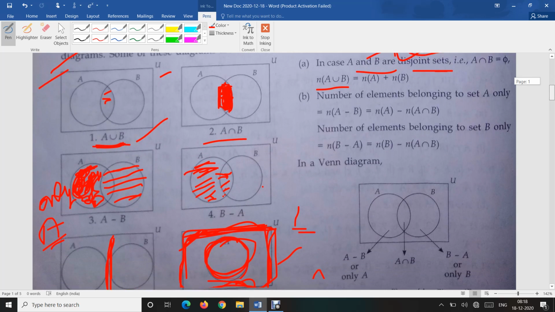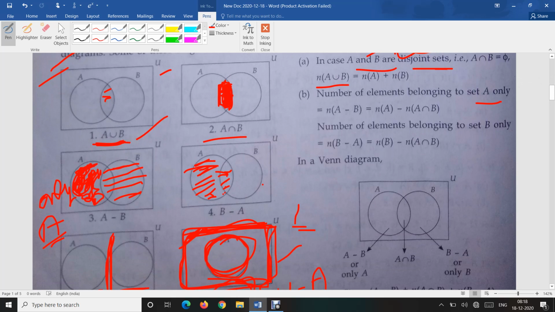The next is the number of elements belonging to set A only. I told you, what do you mean by only? You have to remove the intersection portion and also the B portion. You have to remove all this portion, then you will get only A. To remove anything we always use subtraction.